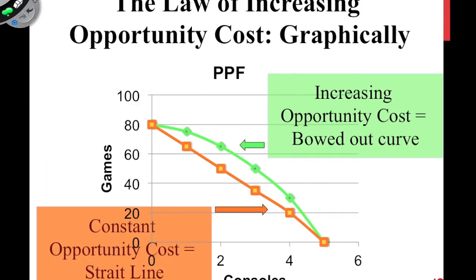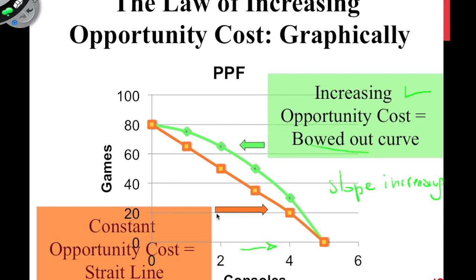Graphically, this law of opportunity cost is represented through the shape of the PPF. As you noticed, it was not a straight line. It was slightly bowed out. We call it bowed out. And that's because the slope is changing. The slope is getting steeper, meaning it's increasing. So as you produce more consoles, you can see the slope getting steeper. And that tells you that the opportunity cost is increasing.